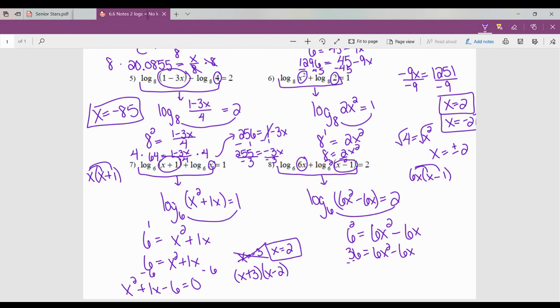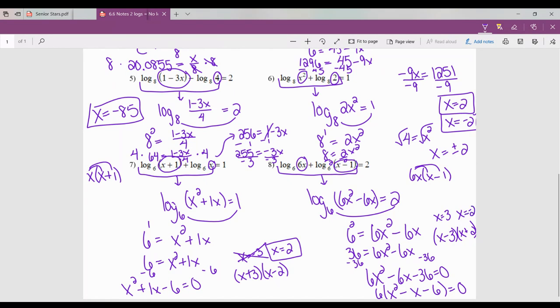Since it's quadratic, I bring it all to one side. So I've got 6x squared minus 6x minus 36 equals 0. I divide everything by 6, aka factor out a 6. Equals 0. I'm looking for factors of 6 that minus to give me 1. Here we go, 3 and 2 again. But this time it's a negative 3 and a positive 2 to give me that negative 1 in the middle. So x equals positive 3 and negative 2.